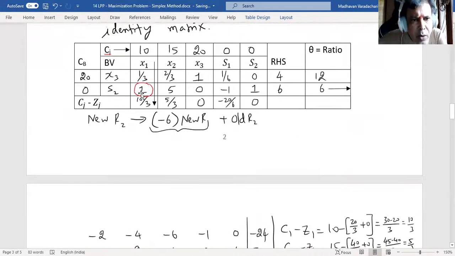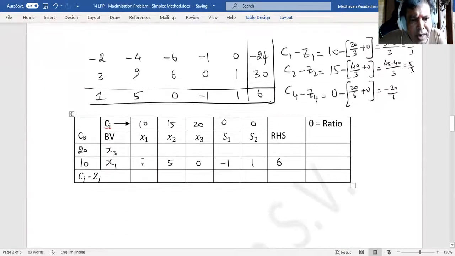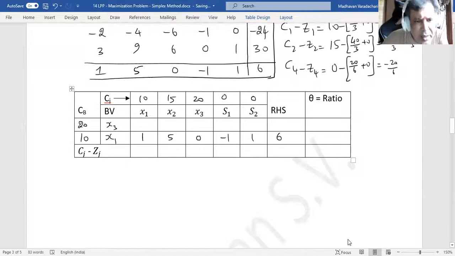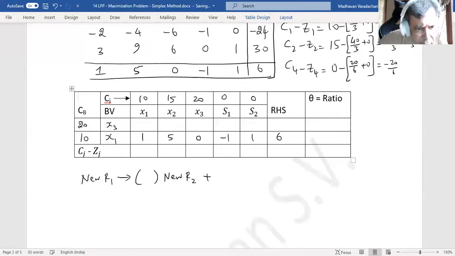Now above this pivotal element, I am supposed to make it as 0. This one has to be made 0. And I am going to find out now the new row 1 elements. Let me write the formula. New row 1 should be something times new row 2 plus, since we are calculating now new row 1, here I will write old row 1.